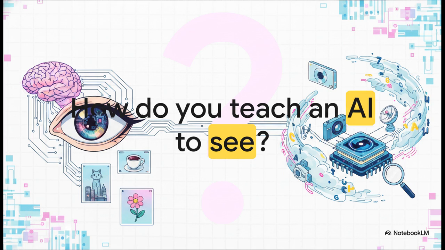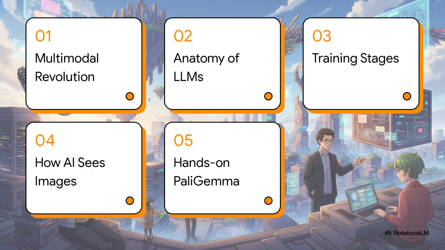Because teaching a language model to actually understand an image fundamentally changes everything about artificial intelligence. It bridges that massive gap between just processing abstract words and truly understanding our physical reality. We've got a packed roadmap for you today. We're going to hit the multimodal revolution, look at the anatomy of these models, break down their 3 stages of training, explore exactly how AI sees images, and finally, do a real driving test with Google's PaliGemma.